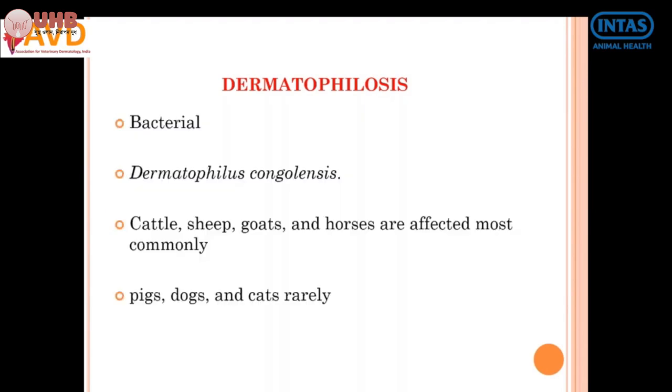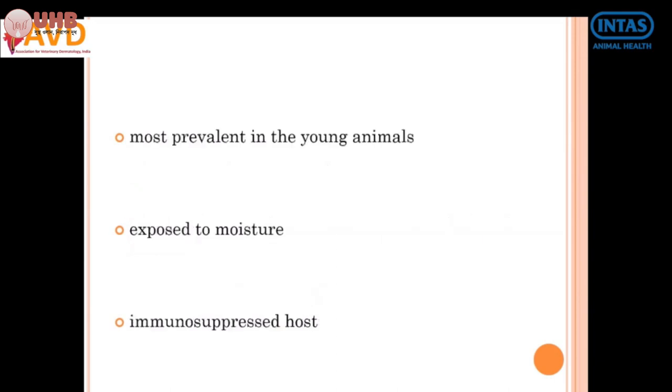So it's of bacterial origin. Dermatophilosis is a bacterial disease caused by Dermatophilus congolensis, and it is commonly seen in cattle, sheep and goat, and sometimes in horses it is also commonly noticed, and pig, dog and cat are rarely affected. So we are getting cases in sheep, goat and cattle very commonly in the field conditions.